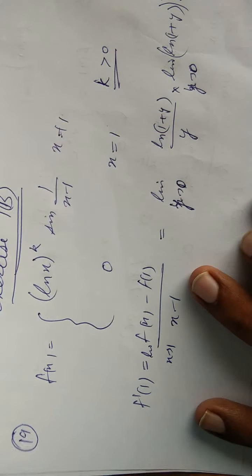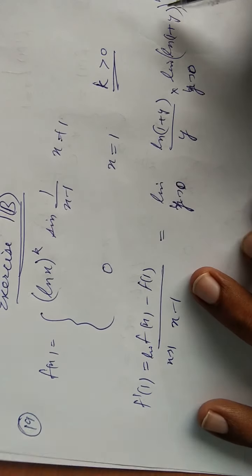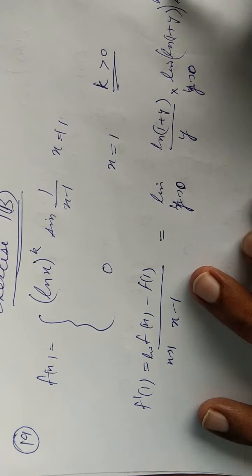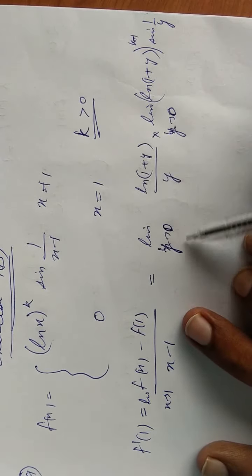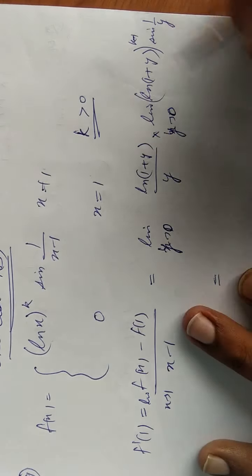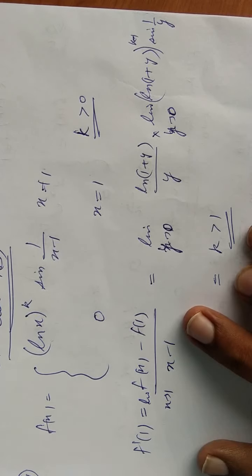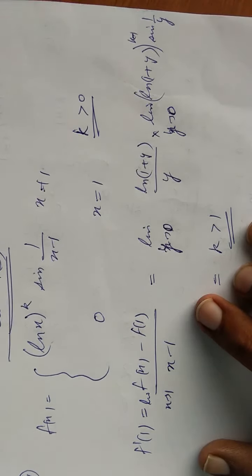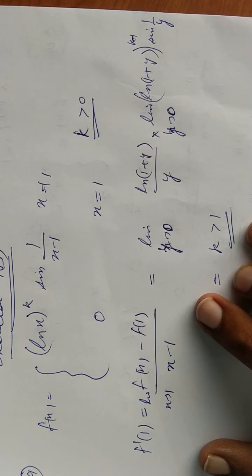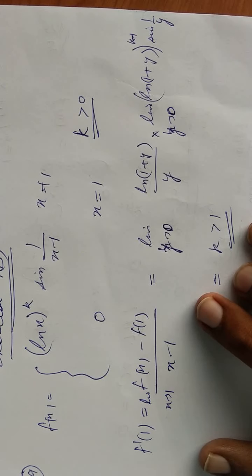The logic that we have used over there, we can use the same logic over here. Since the power of ln is k minus 1 and this quantity would be somewhere between minus 1 and 1, the limit would be defined only if k is greater than 1. So if k is greater than 1, the function would be differentiable. If k is greater than 0, the function will be continuous. So k has to be greater than 1.